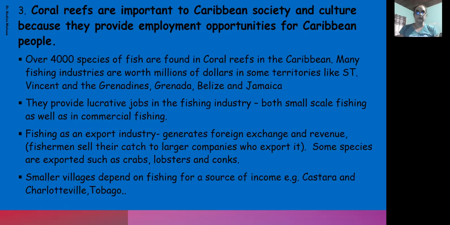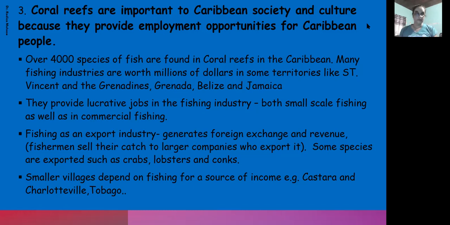The third benefit or importance of the reef is coral reefs are important to Caribbean society and culture because they provide employment opportunities for Caribbean people. Okay, how do they do this? Employment in terms of fishing. So the fishing industries are worth millions of dollars in some territories, such as St. Vincent and the Grenadines, Grenada, Belize, and Jamaica. Okay, some of the smaller villages depend on fishing for a source of income. Example, Castara and Charlotteville in Tobago.